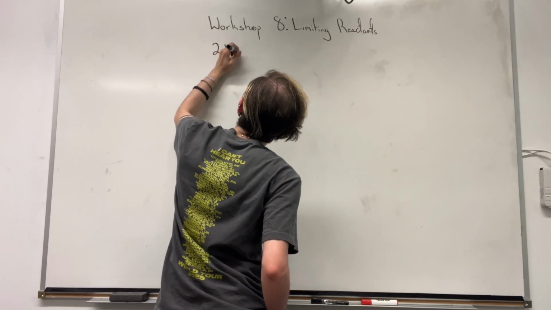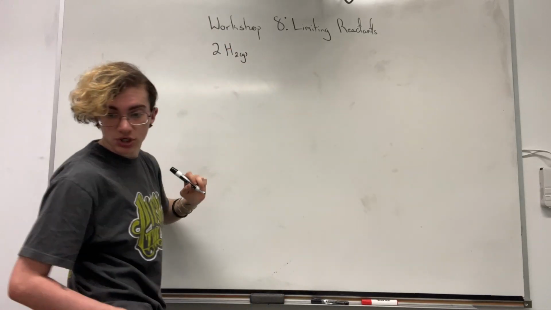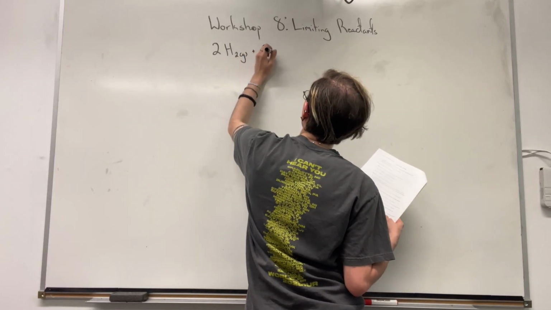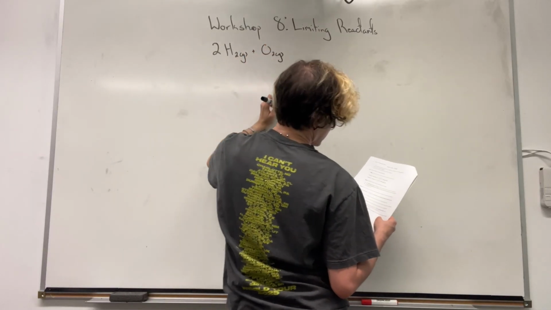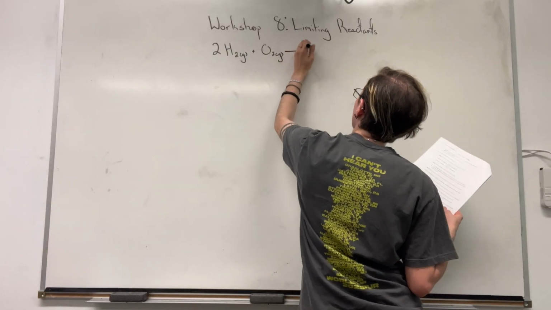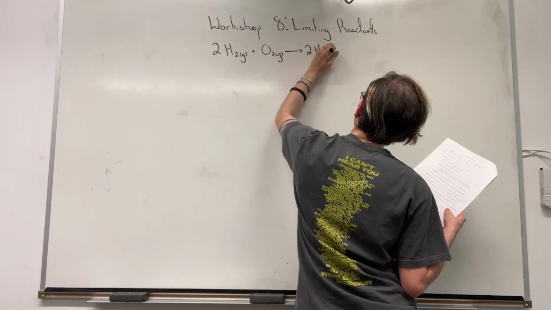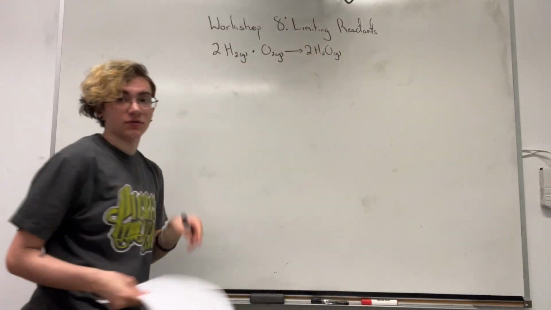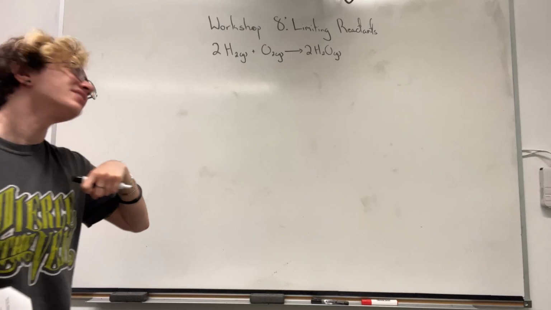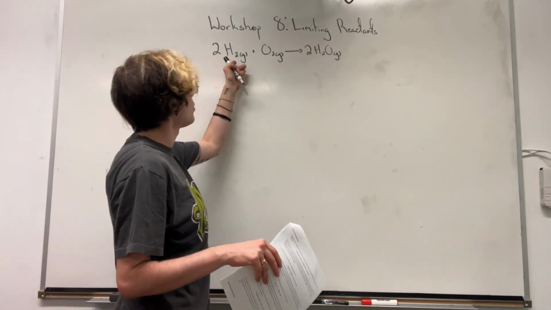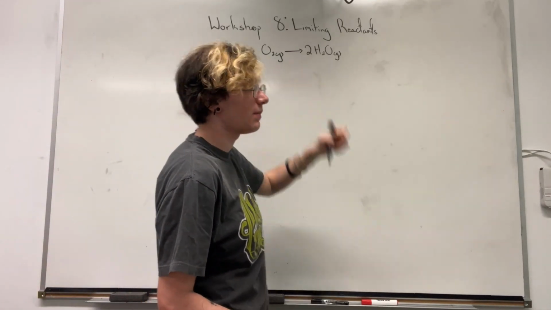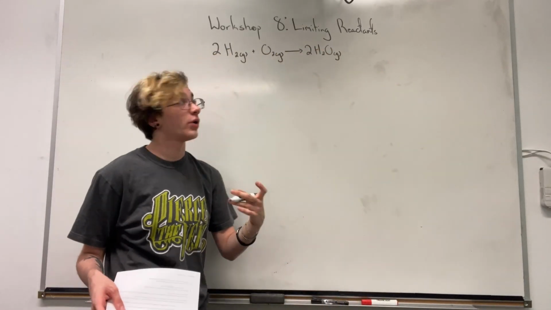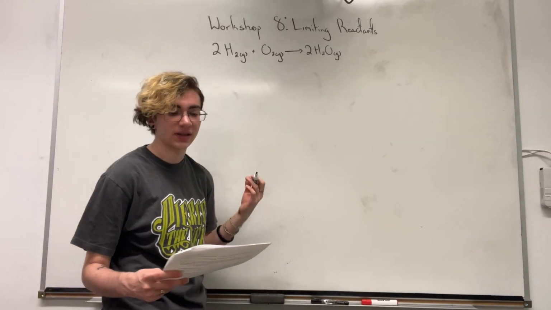So let's say we have the reaction of 2 moles of hydrogen gas reacts with 1 mole of oxygen gas to produce 2 moles of water, gaseous water. So what this balanced reaction is telling us is that you need 2 moles of hydrogen and 1 mole of oxygen to make 2 moles of water. And so the amounts that you start with are going to determine how much water you can actually make by the end of this.